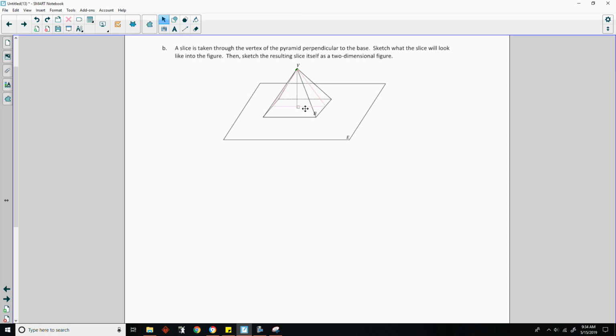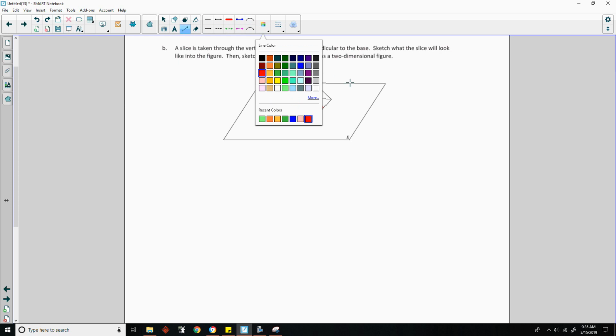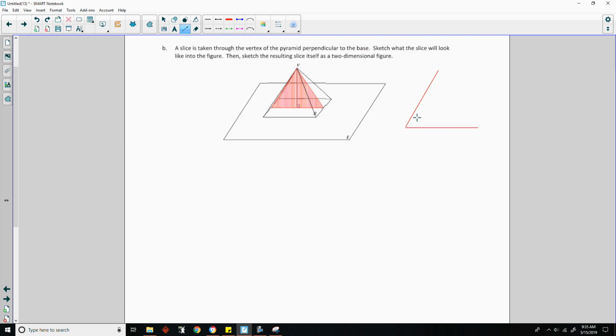Now I just need to adjust this a little bit. I'm not at the midpoint. It's more like there. Okay, so there is my slice. Now I just need to move this up to here. There we go. And this to there. So there is my lateral slice. And then when I shade it in, here's what the lateral slice would look like. And then what would it look like in 2D? It would simply be a triangle, like so. And then shade it in. So there's what it would look like, slicing it through the vertex.